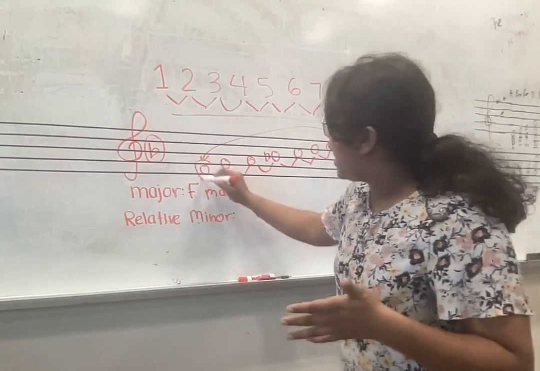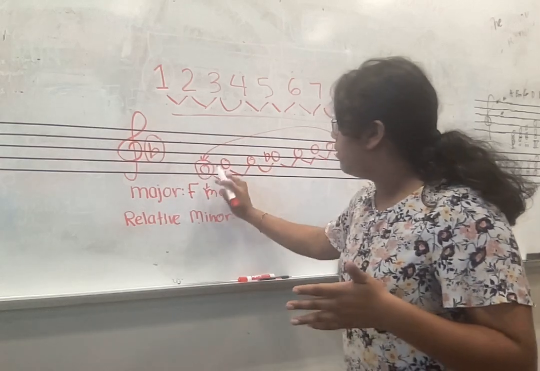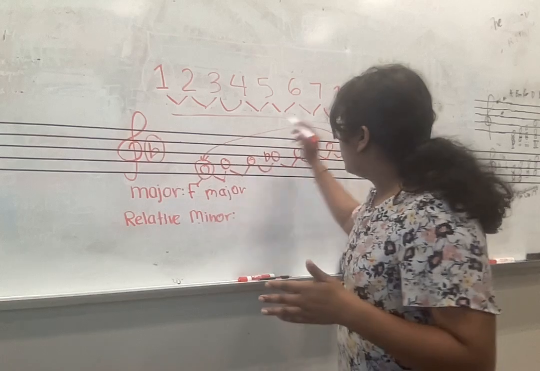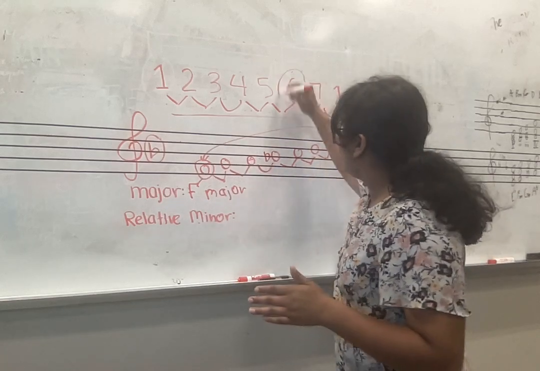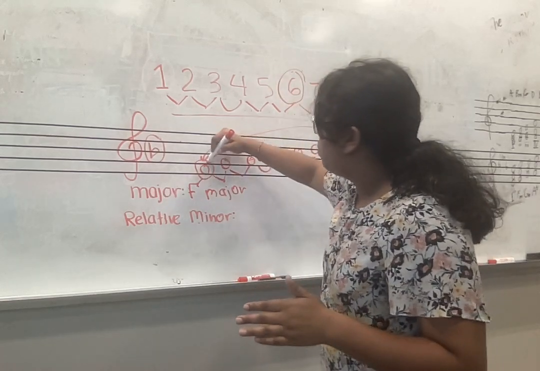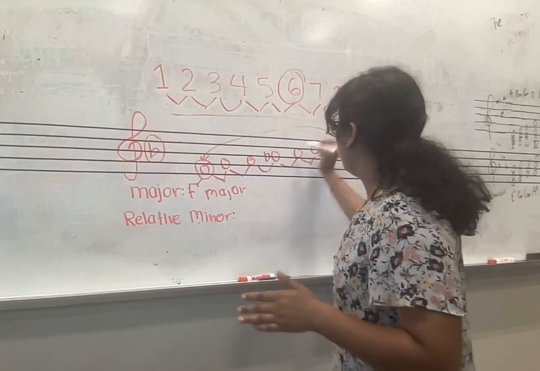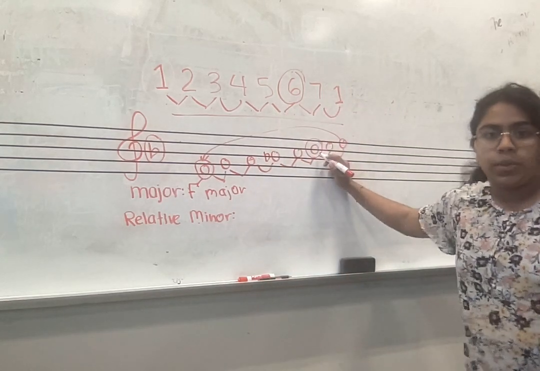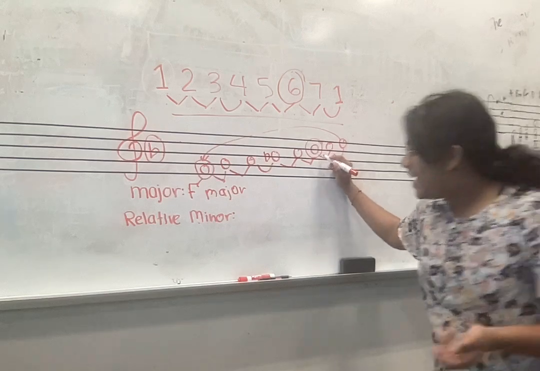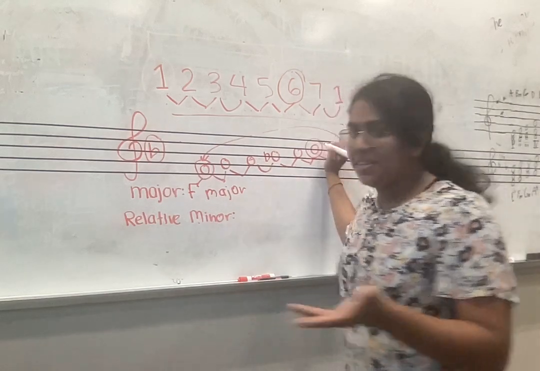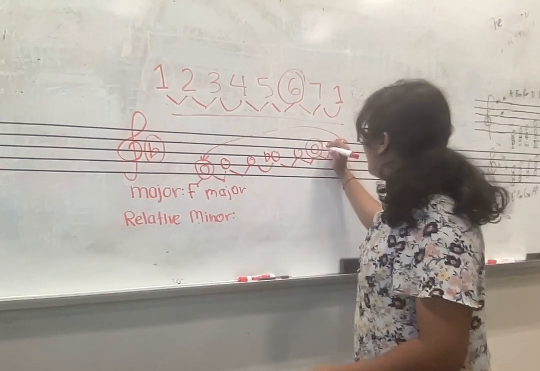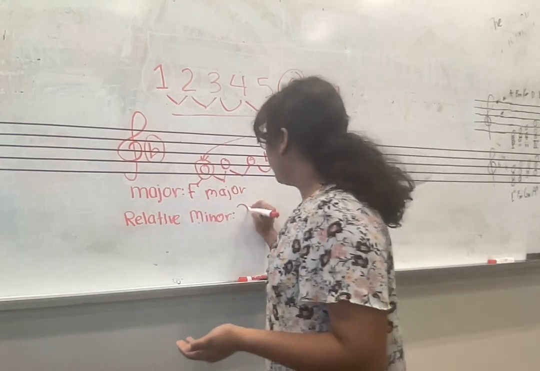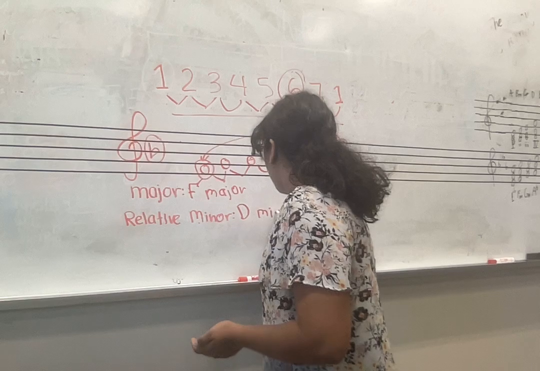Well, instead of starting at the first note of the major scale, F, we start at the 6th note right here. So we start at 1, 2, 3, 4, 5, 6. So we start at our 6th note, and does anyone know what this note is? It's a D. So, if the note that we start at is a D, then our relative minor would be a D minor scale.